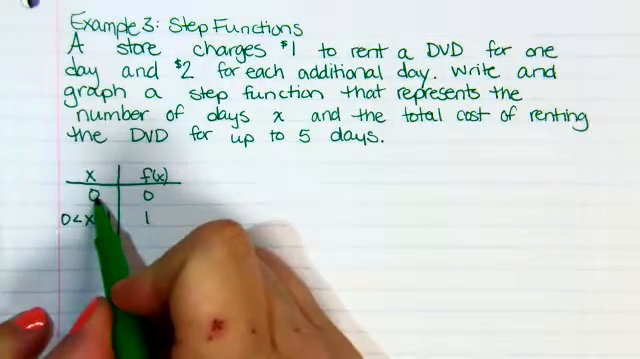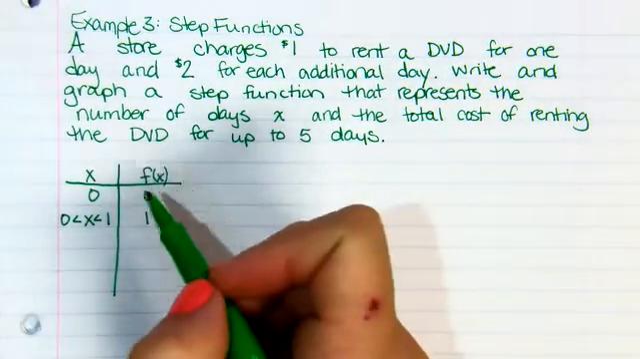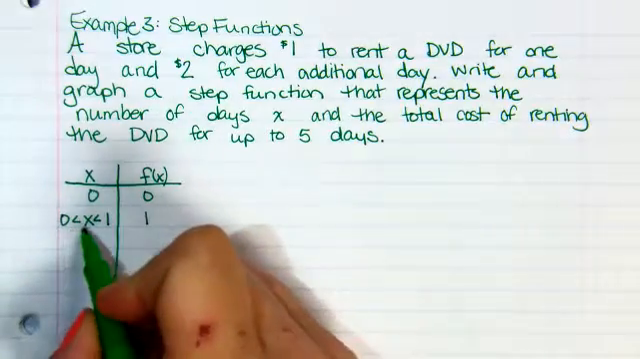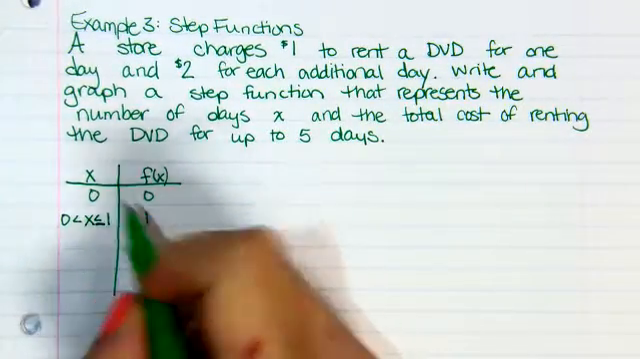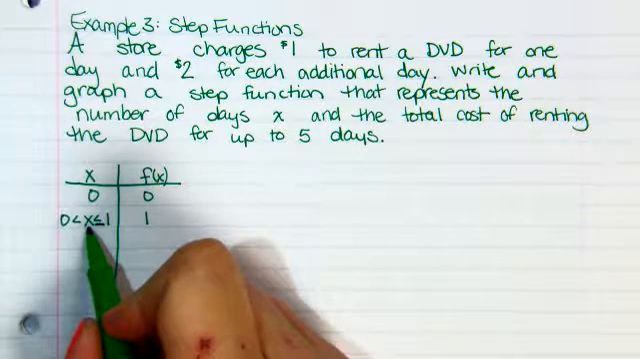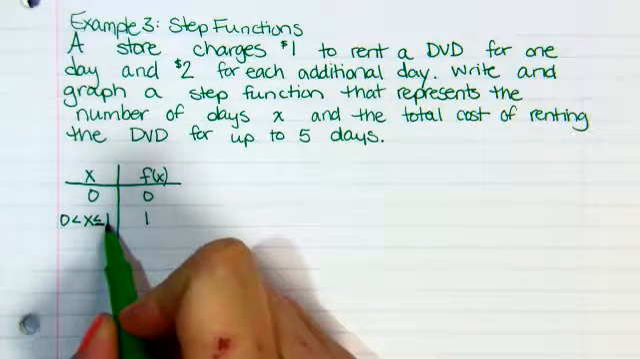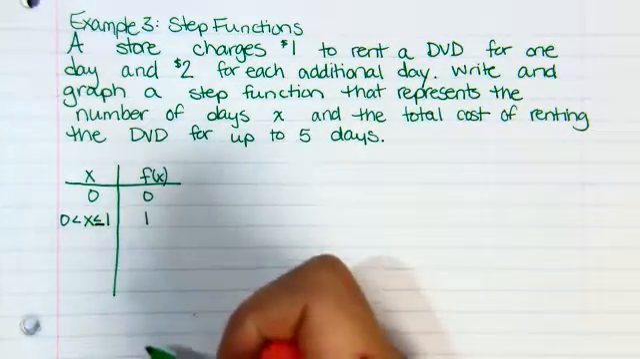Now, if we rent it for exactly 0, then we don't have to pay anything because we haven't actually rented a movie. But if we rent it for up to 1 full day, we pay $1. So it's greater than 0, but less than or equal to 1 day. If it's exactly 1 full day, we still pay $1.